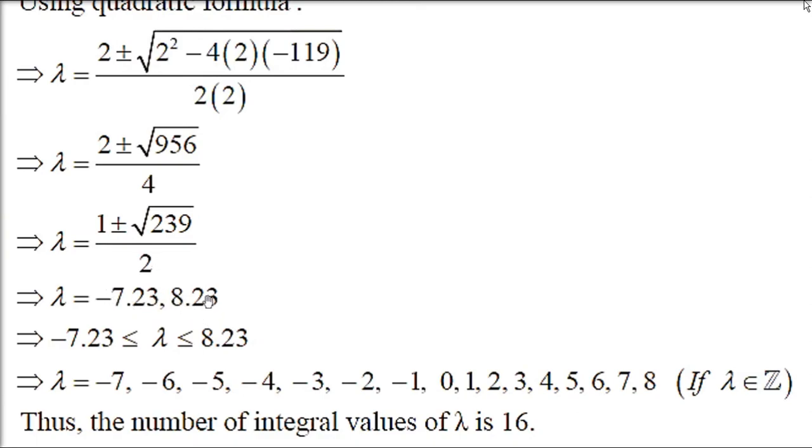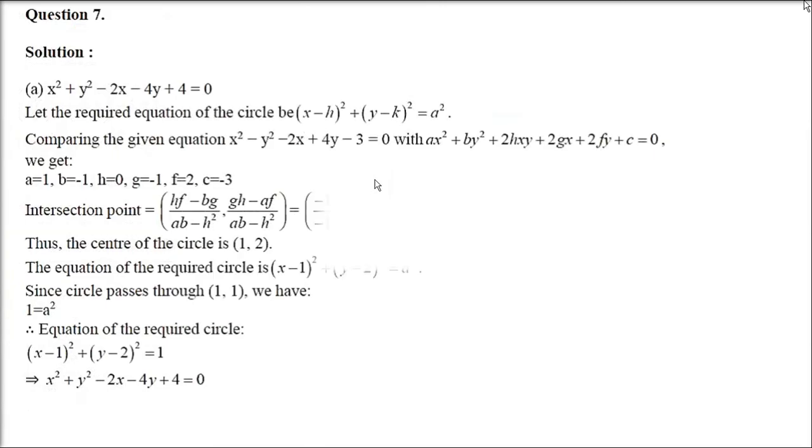So the question is asked about lambda which is integral. Integral values are those values which do not have any decimal or fractional part. So after minus 7, minus 6 will come, minus 5, minus 4, minus 3, minus 2, minus 1, 0, 1, 2, 3, 4, 5, 6, 7, 8, no 9. Why? Because it's just 8.23. If you count it, it will be 16.